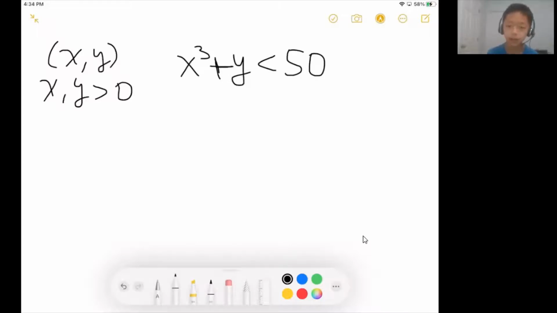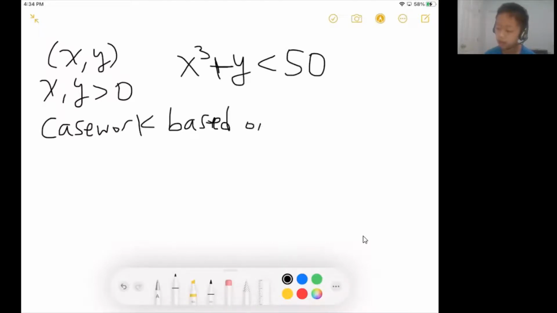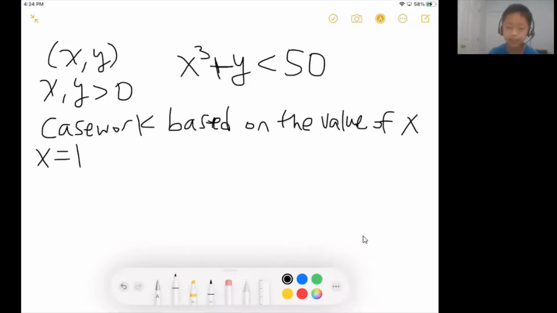So in this question, you can do casework based on the value of x. What this means is we can look at the possible values of x, and for each possible value of x, we can look at what the possible values for y are. So the first case is x is equal to 1, right? That's the smallest possible value x can be.